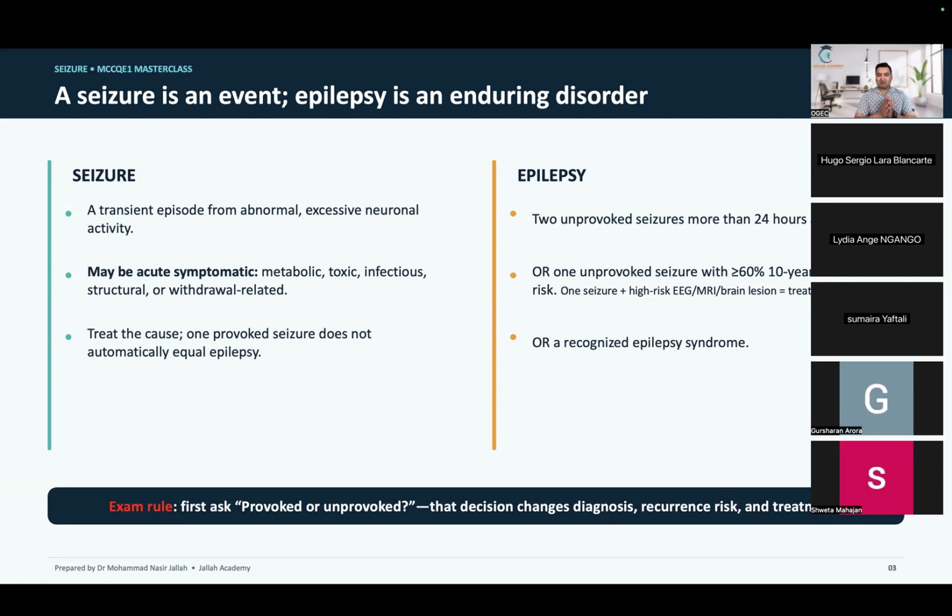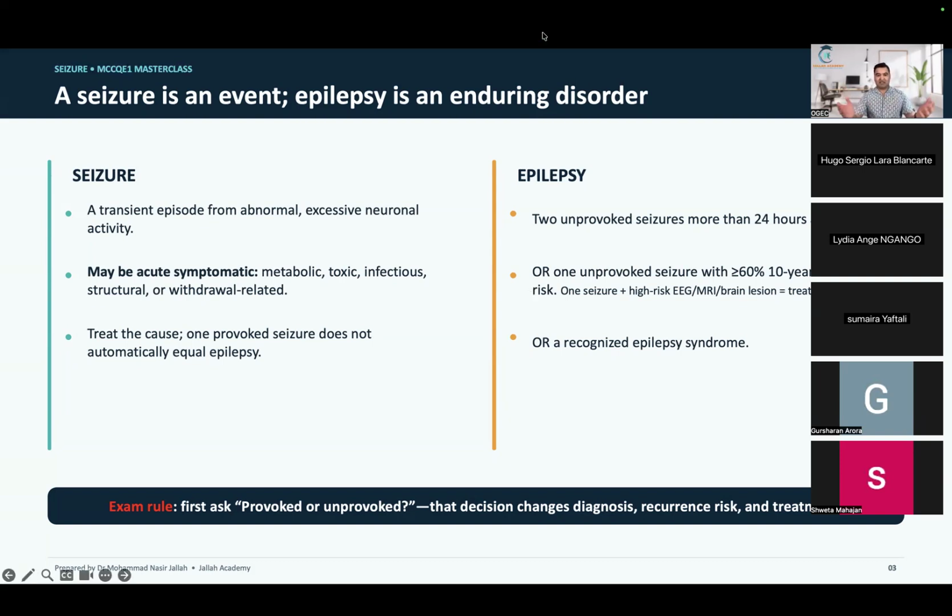Maybe it is acute symptomatic, for example metabolic, toxic, infectious, structural, or withdrawal related. For example, a seizure could be due to a metabolic disorder. Maybe it happens due to a toxic exposure. Maybe it happens as a consequence of an untreated infection, or any structural abnormality, or from withdrawal cases.